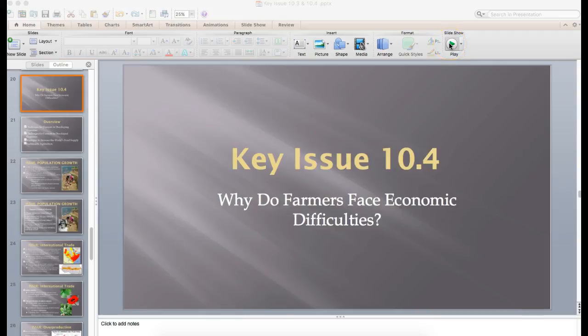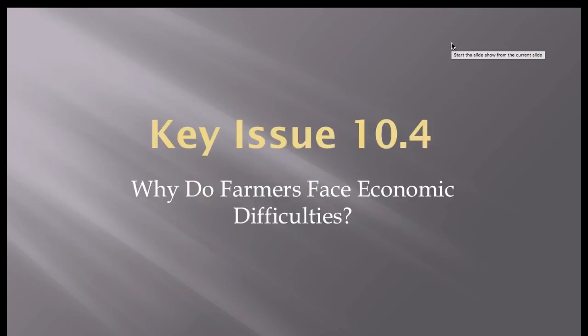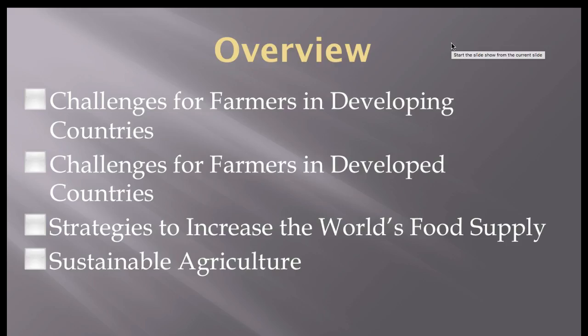Okay, so we're going to look at key issue 10.4. Why do farmers face economic difficulties? Essentially, a couple different things we're going to look at: farmers in developing countries, their problems and issues, farmers in developed countries, and then we're going to look at how to increase the world's food supply, along with different kinds of sustainable agriculture methods.